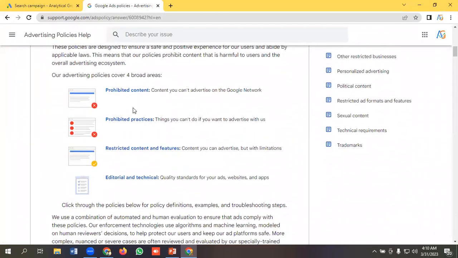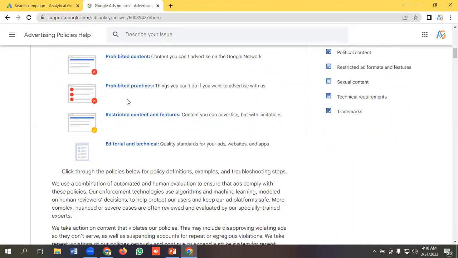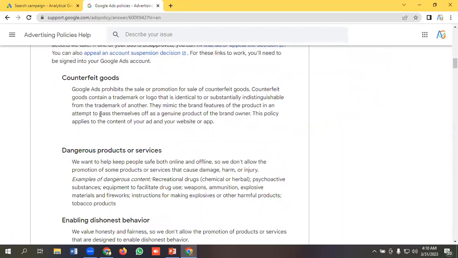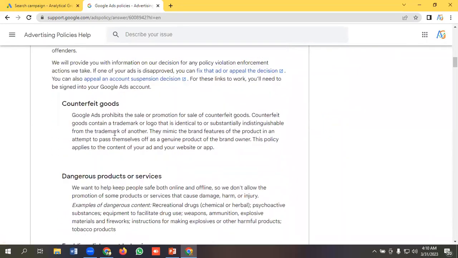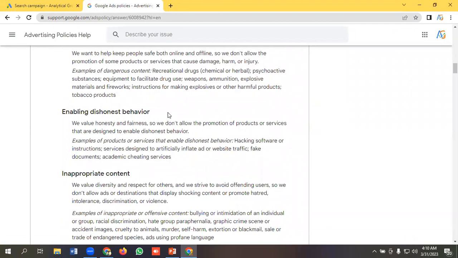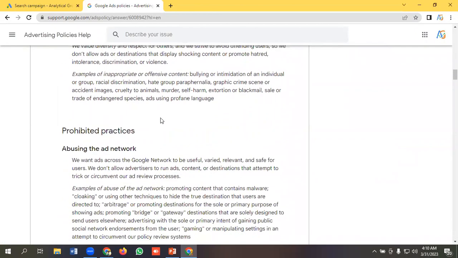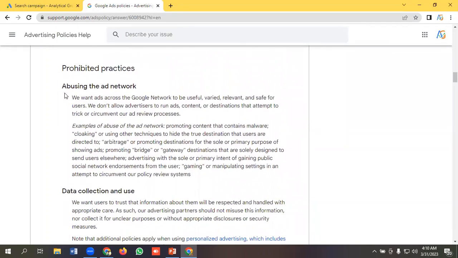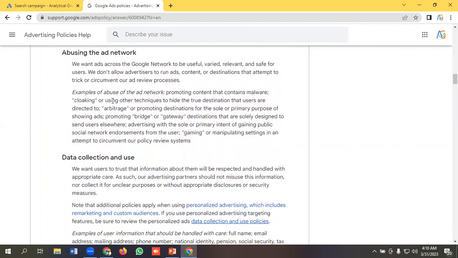Okay, so we can see prohibited content here, prohibited practices, restricted content and features, editorial and technical. We can see the policies here: counterfeit goods, dangerous products or services, enabling dishonest behavior, inappropriate content. Here we can see the prohibited practices, so abusing the ads network. Okay, so let's read it.